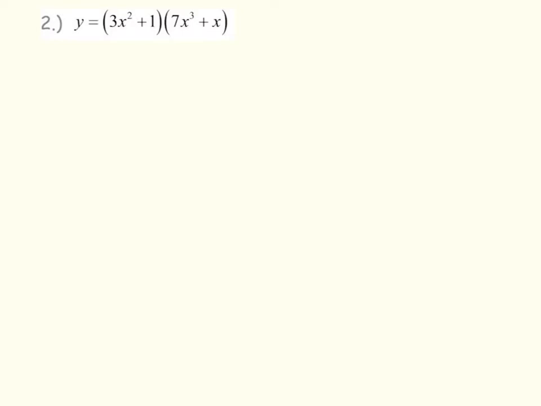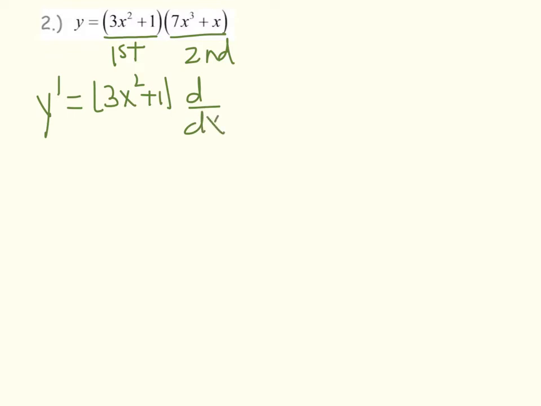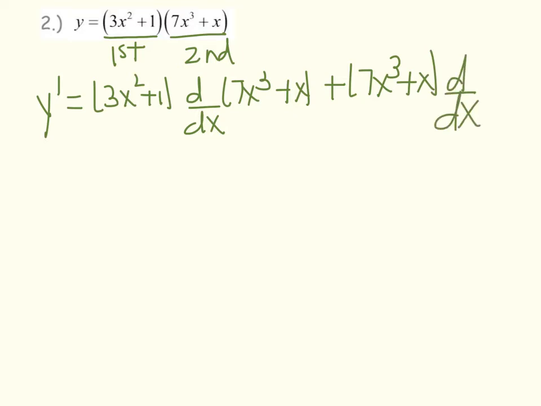Let's try this with one more example. This function is the product of two functions. My first function is 3x squared plus 1, and my second function is 7x cubed plus x. So by the product rule, I take my first function, 3x squared plus 1, and multiply that by the derivative of my second function, the derivative of 7x cubed plus x, and then I add that to my second function, 7x cubed plus x, times the derivative of my first function, 3x squared plus 1.